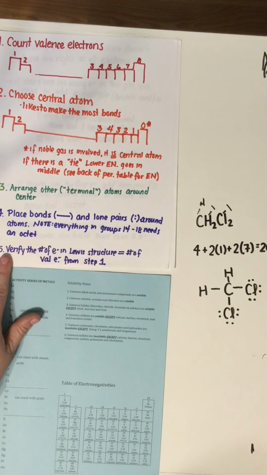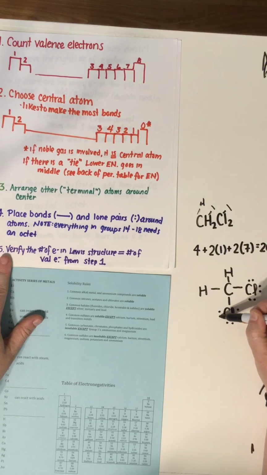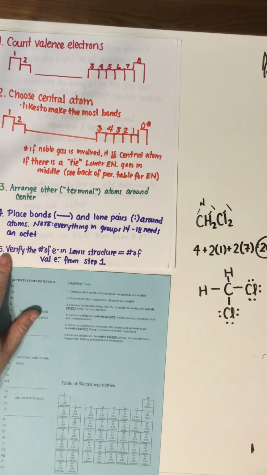We count the number of electrons in our picture. 2, 4, 6, 8, 10, 12, 14, 16, 18, 20. Because the 20 electrons match the valence electrons we have in the beginning, we know that this is an appropriate Lewis structure.